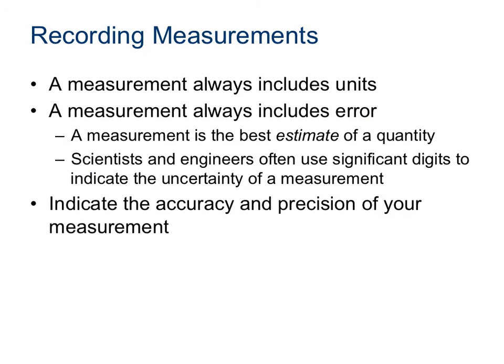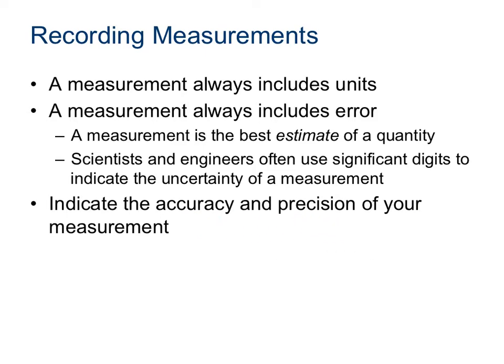Okay, so again, a repeat pretty much of what we had already talked about. A measurement always includes units, and there's always going to be some sort of an error, right? Because a measurement is always just the best estimate of a quantity, and then we're going to use the significant digits like we talked about in the other video, and then we're going to talk about something called accuracy and precision.